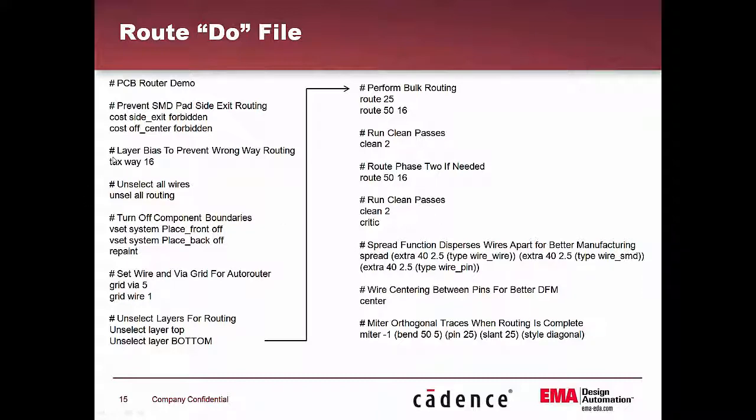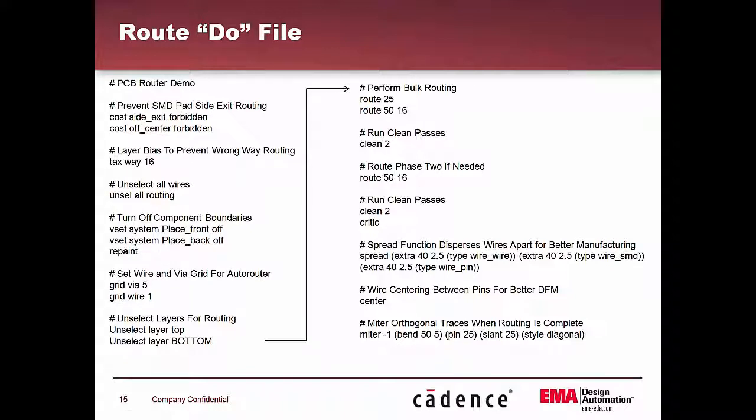The next statement is a layer bias. So this tax way statement keeps everything very horizontal and very vertical as far as the routing goes. And in the next statement, I'm just simply unselecting all the wires in the design. I shouldn't have any that are selected to begin with, but this just ensures that everything is unselected in the design. And then I'm simply turning off the component boundaries because I really don't want to see those. I just want to see the pins of the devices.